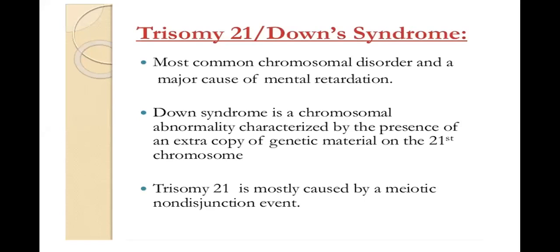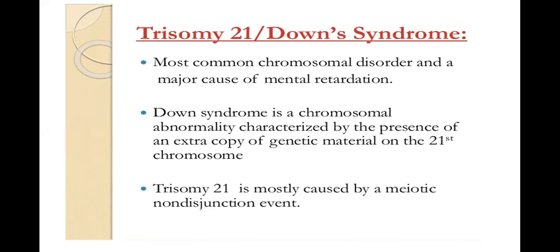Trisomy 21, or Down syndrome, is the most common chromosomal disorder and a major cause of mental retardation. Down syndrome is a chromosomal abnormality characterized by the presence of an extra copy of genetic material on the 21st chromosome. So there are three copies of chromosome 21. Instead of two, there are three chromosomes.